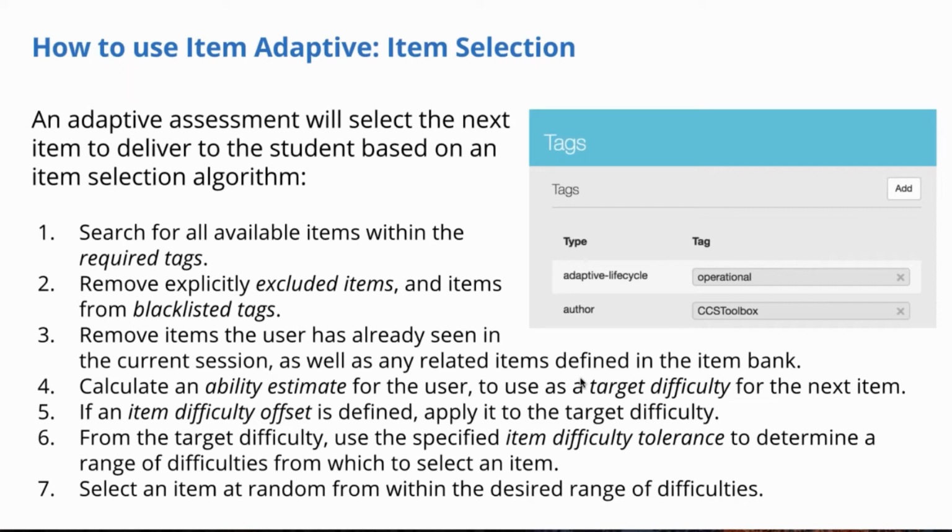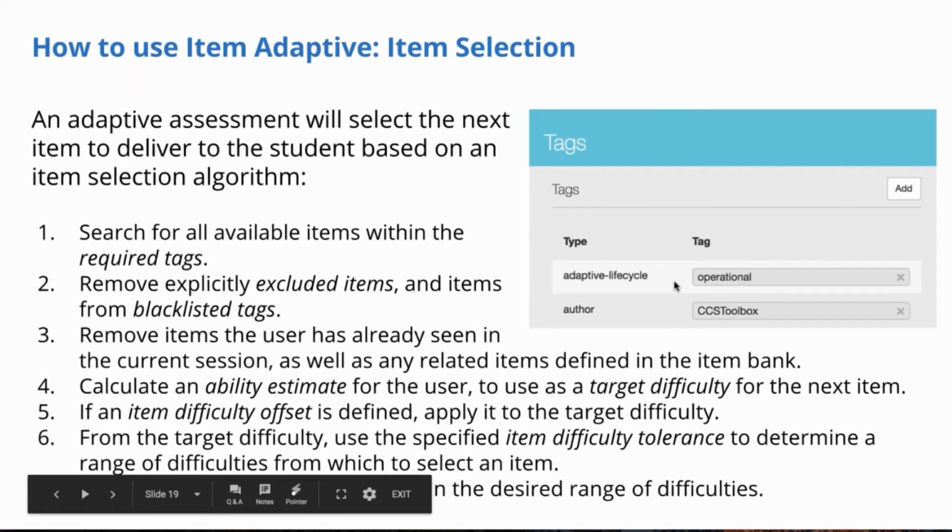In this case, you can see here, because of the screenshot, we're using adaptive life cycle operational. So only tags with that item. This is just a screenshot of the authoring environment, not the code. You'll see that's the only tag we're insisting on. This particular item just happens to also have another author tag. So items that have the adaptive lifecycle operational tag will in fact be eligible for selection in this assessment.